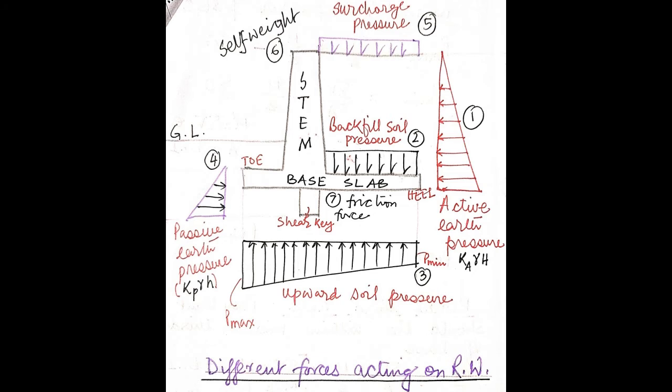And the 7th force is the friction force. It is a resistive force. Please remember, frictional force and the passive earth pressure are the resistive forces. It is the friction force between the retaining wall and the soil below it. So there is a friction acting over there, and that force also we have to consider.